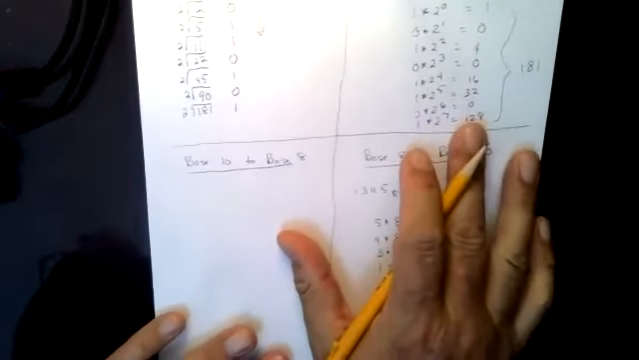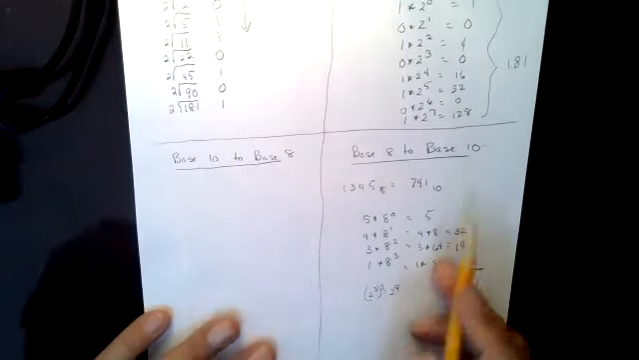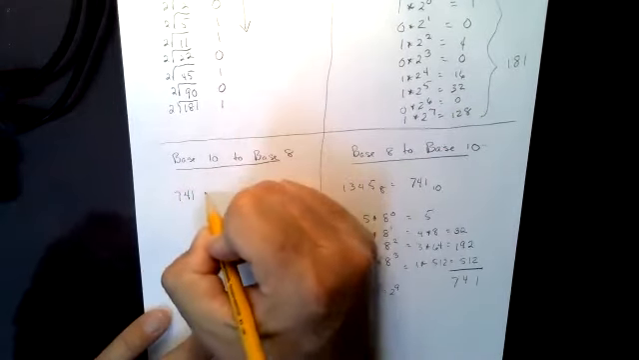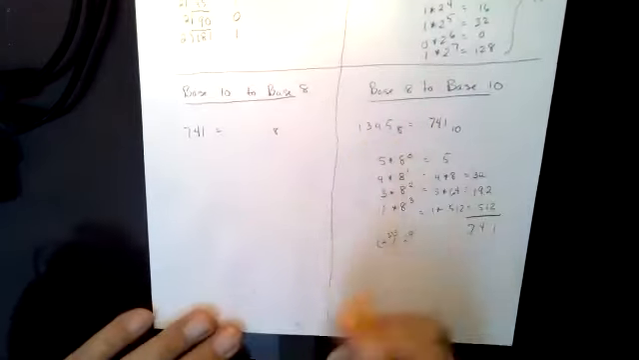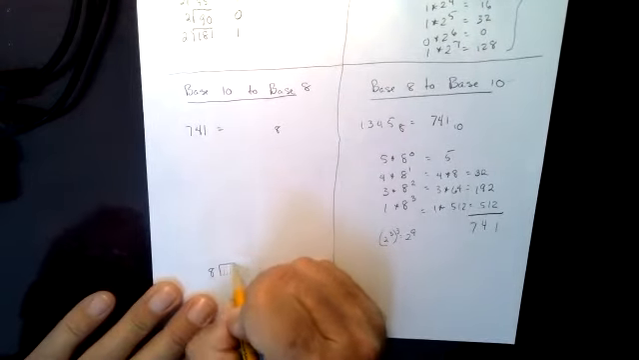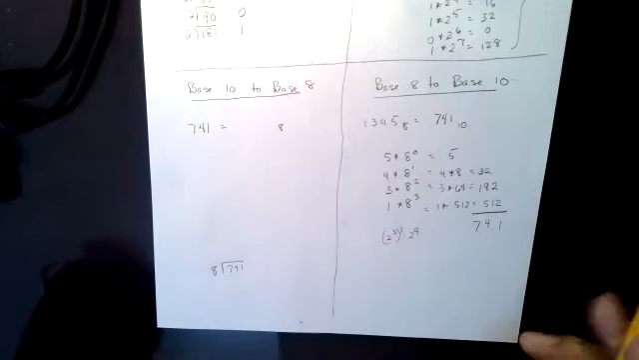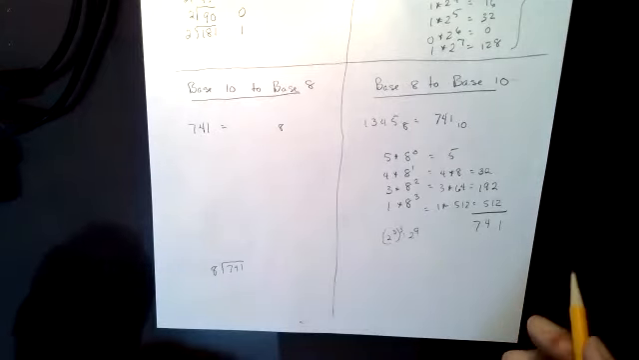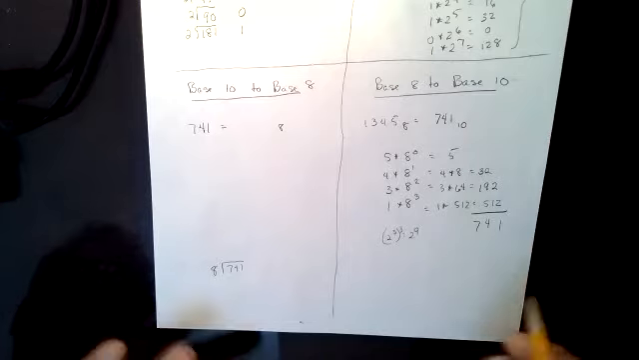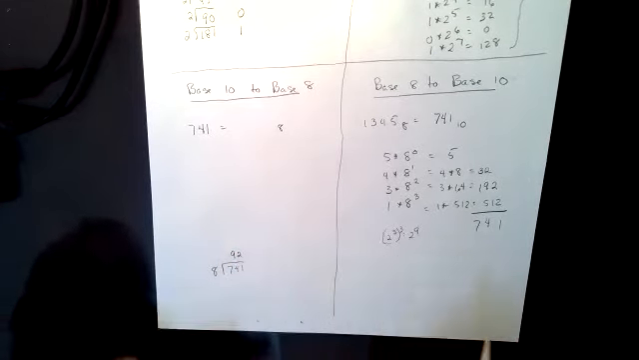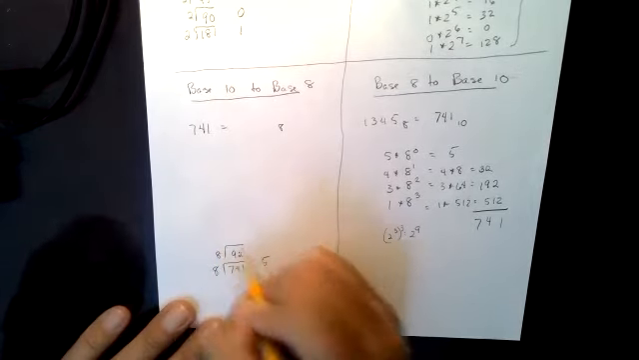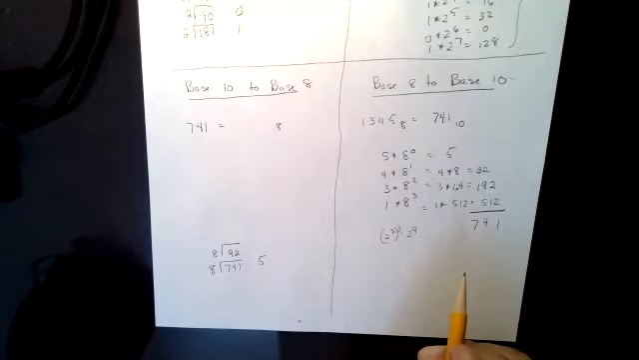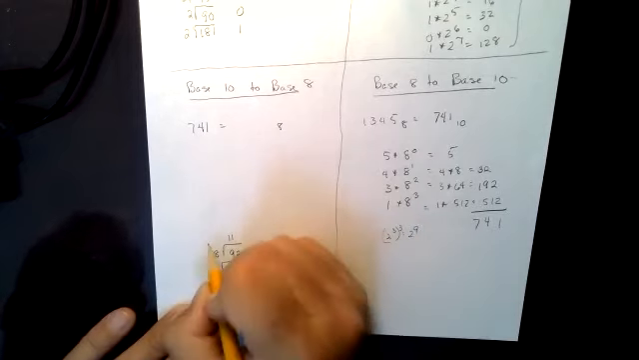The good news is this is going to work out the same for over here. If I have 741 and I want to convert it to a base 8 number, I'm going to do the exact same thing. How many times does 8 go into 741? 92 with a remainder of 5. Excellent. How many times does 8 go into 92? 11 with a remainder of 4.